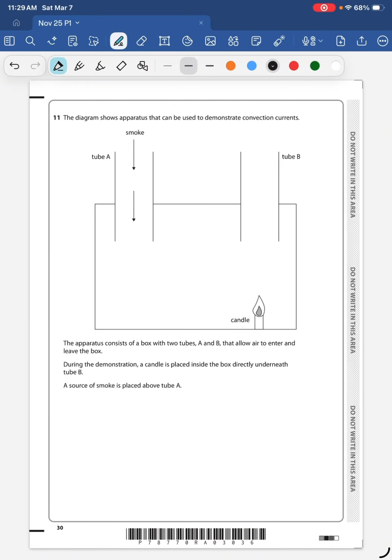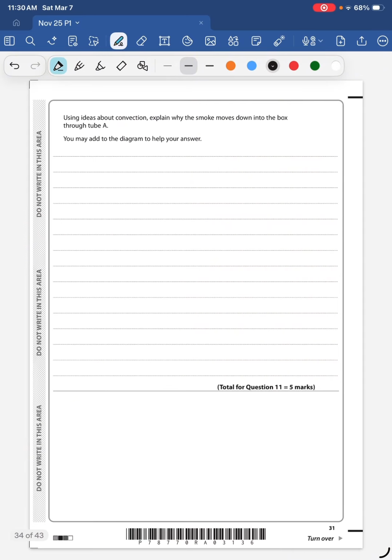Okay, question 11. This was a conceptual question. The diagram shows apparatus that can be used to demonstrate convection currents. We have a tube A with smoke and a tube B and a candle. The apparatus consists of a box with 2 tubes A and B that allow air to enter and leave the box. During the demonstration, a candle is placed inside the box directly underneath tube B. A source of smoke is placed above tube A. Using ideas about convection, explain why the smoke moves down into the box through tube A. You may add to the diagram to help your answer.